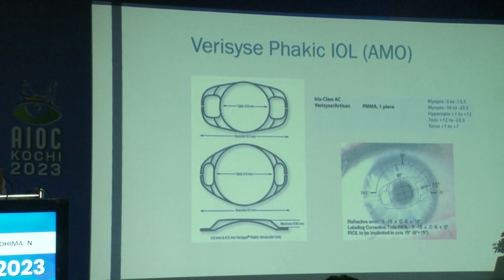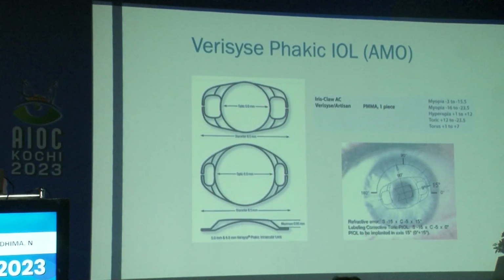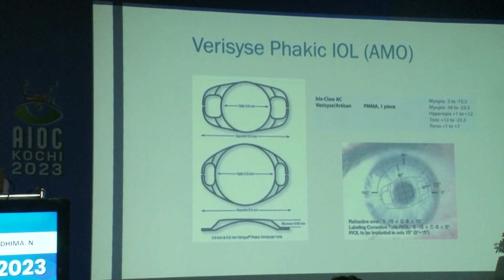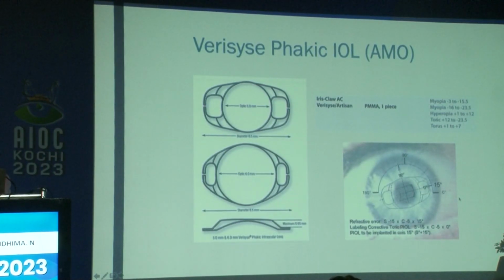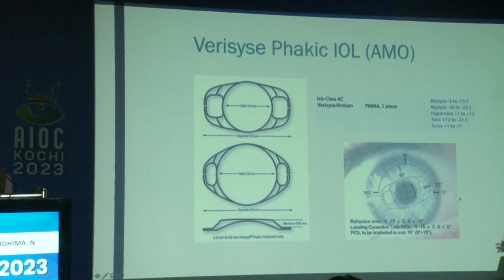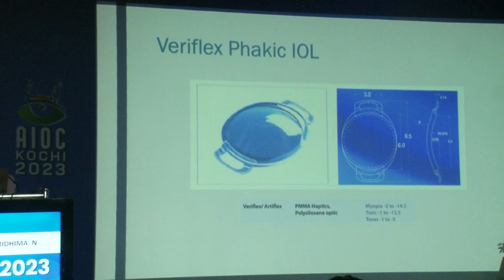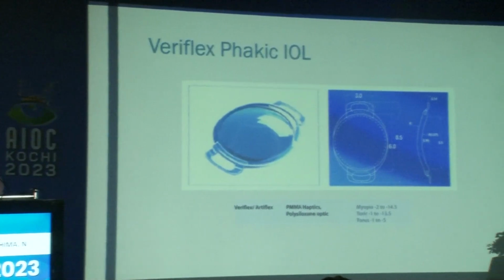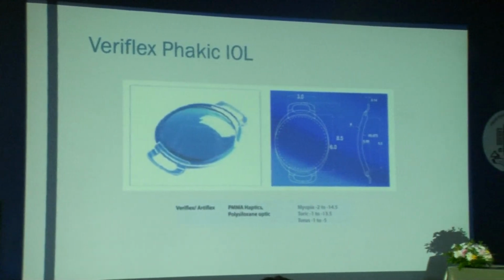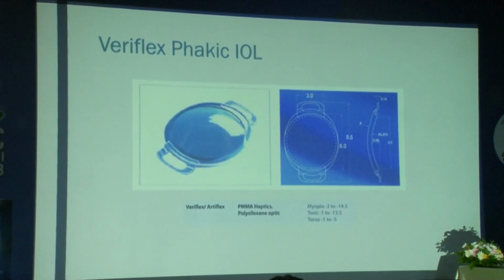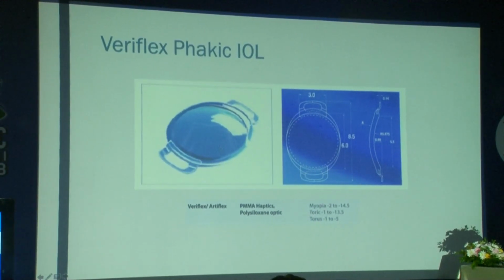It is a rigid PMMA lens, an iris claw lens, and it's available to correct myopia from -3 up to -23 diopters. Also, a toric version is available and a hyperopic version. A foldable version of the same, the VeriFlex, is also a popular implant. It has a polysiloxane optic with PMMA haptics, and this is the foldable version of the same Artisan lens.